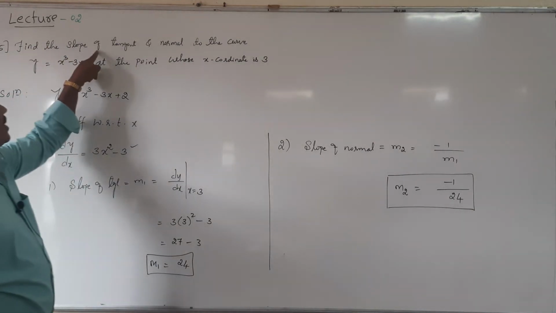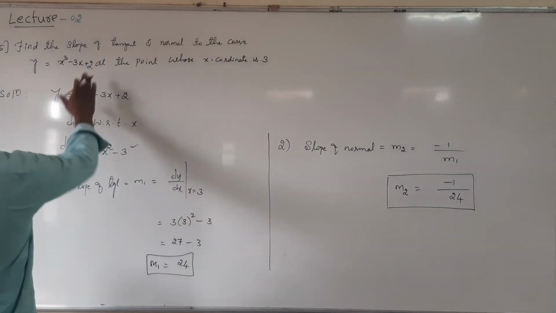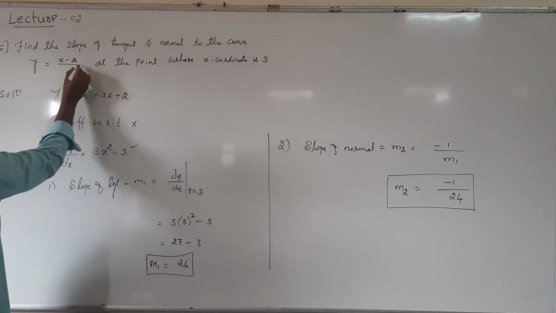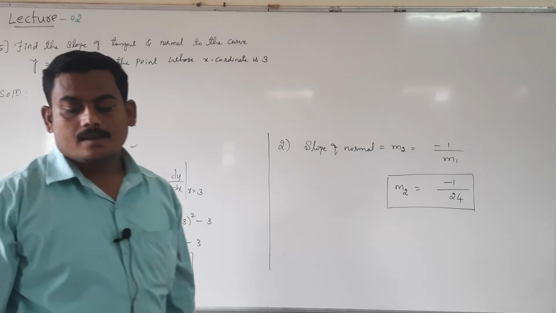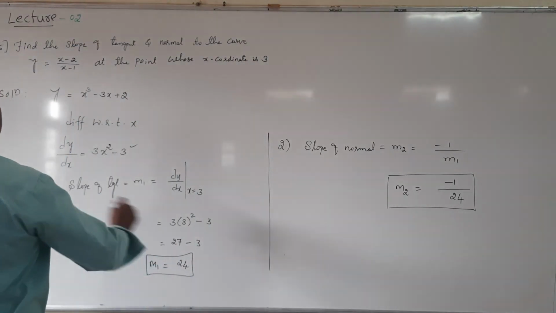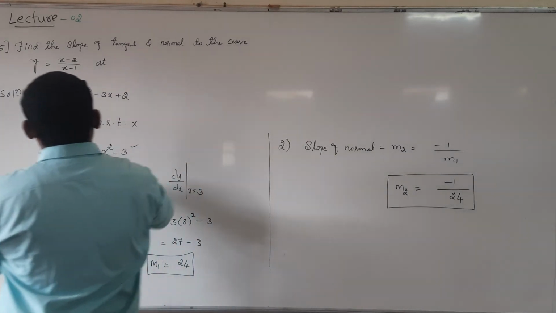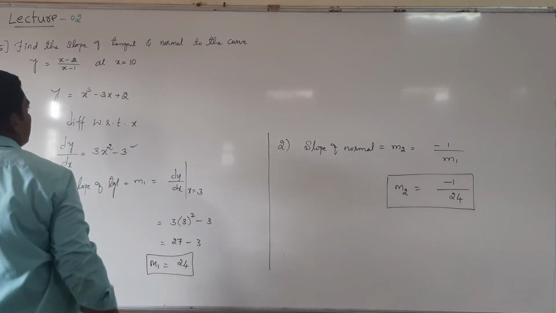Find the slope of tangent and normal to the curve y is equal to x minus 2 divided by x minus 1 at x equal to 10, right?